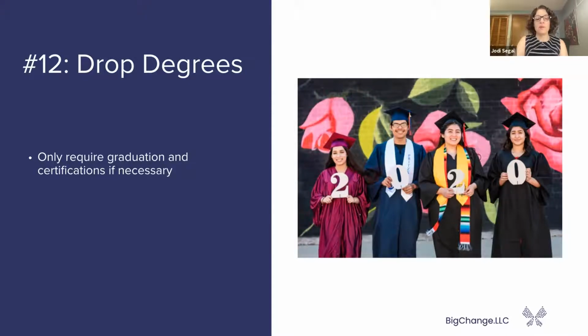Only list required qualifications when truly necessary, such as an accounting degree or bar membership. Alternatively, you can list your preferred qualifications and allow for equivalent work experience.